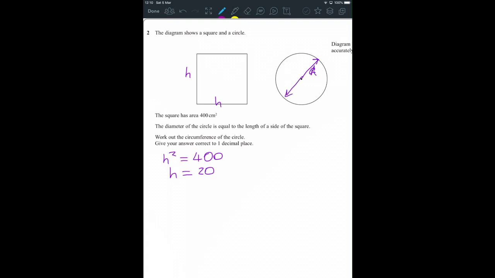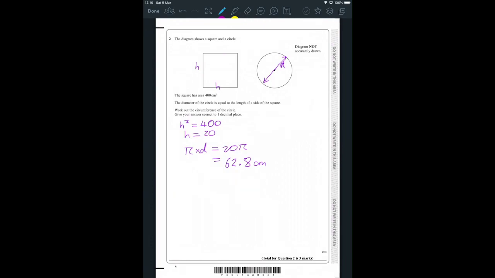And the circumference is pi d. So 20 pi. We want this to 1 dp. Typing that into our calculator and using the SD button to 1 dp, it's 62.8. The units were all centimetres, and I presume centimetres, yeah, it was on the answer line.